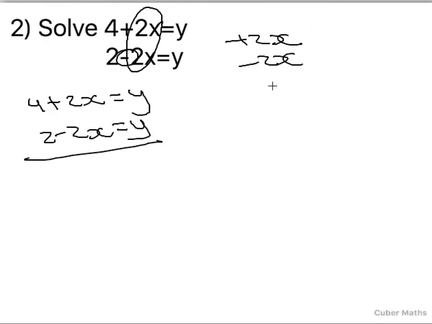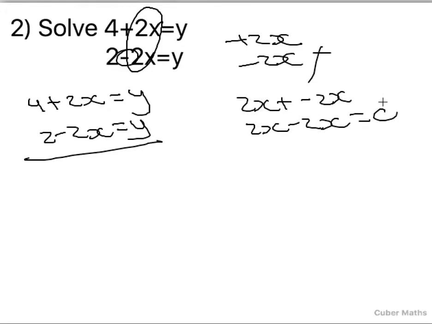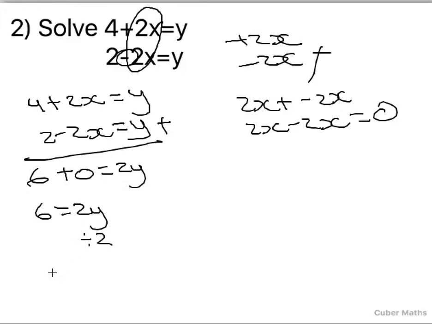So to get that to 0, all we need to do is add. Because 2x plus minus 2x is just going to cancel out to 2x minus 2x, which is going to give us our 0. So if we have a plus and a minus, all we need to do is add the equations together. So if we do that, we're going to be left with 4 add 2, which is 6. 2 add minus 2x, which over here we said was just plus 0, and y plus y, which gives us 2y. Now that says that 6 is equal to 2y, so all we need to do is divide by 2, and that will give us that 3 is equal to y.